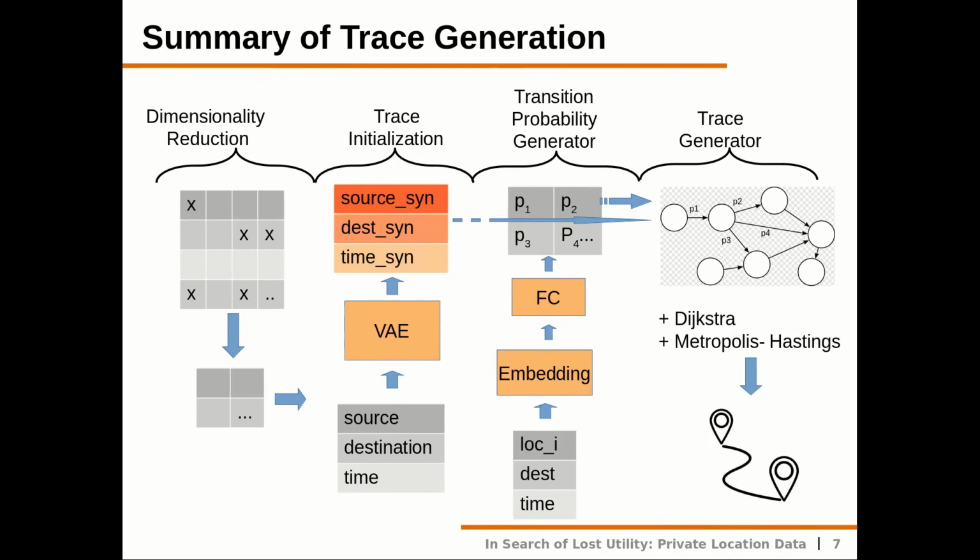Every node, sorry. And in order to generate a trace, we have now the source and destination from the trace initializer. So we run Dijkstra's shortest path algorithm. It's a little bit tweaked in order to get the most probable path between the two locations, and that has been generated by the variational autoencoder. Plus, we introduce some randomness with Metropolis Hastings, because Dijkstra is, of course, a deterministic algorithm.